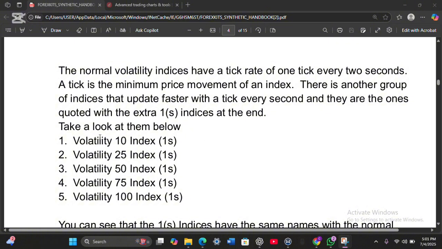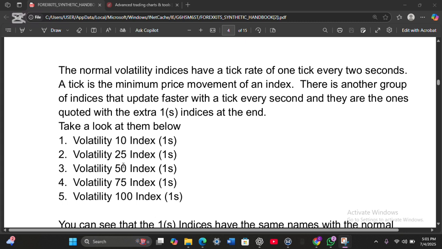But I just want to add that volatility is just the rate at which something goes up and down. So for volatility, as the number increases, so does the volatility. So volatility 10, 25, 50, 75, 100, the ones that are displayed on the screen, using as an example, you will know that volatility 100 is more volatile than volatility 10.